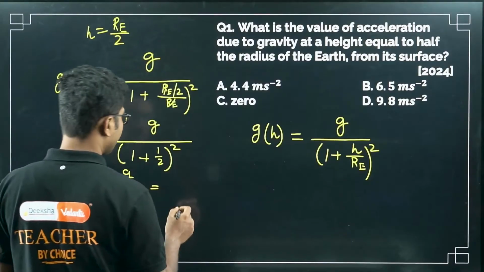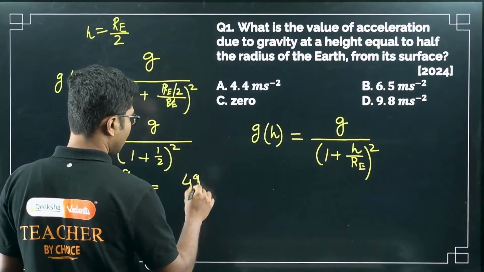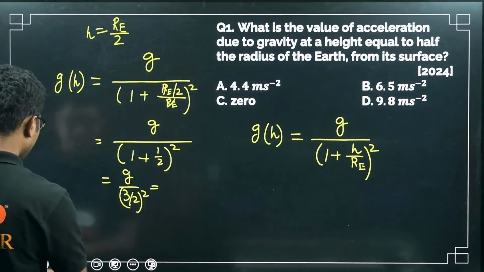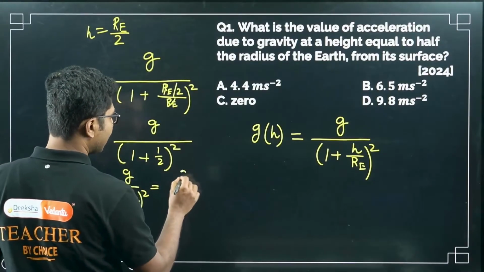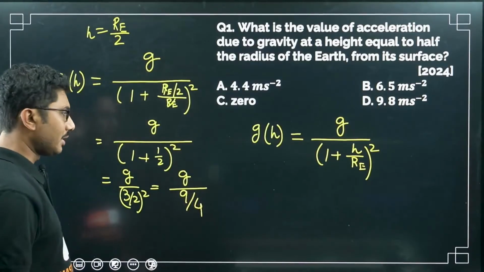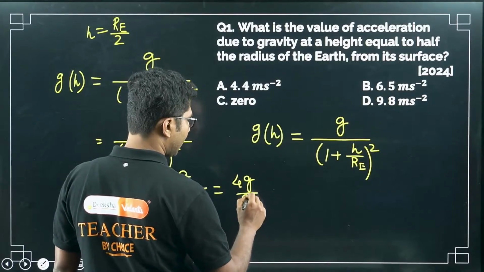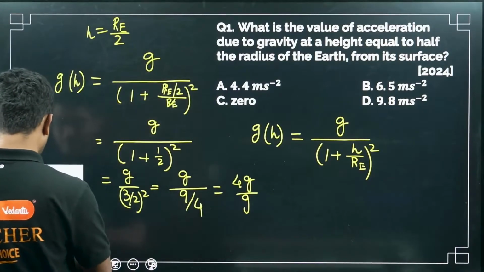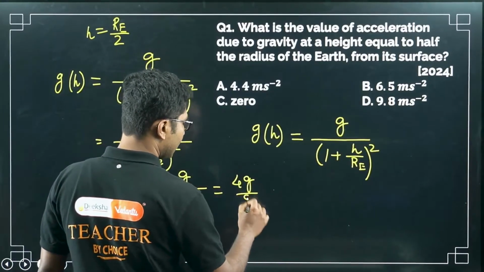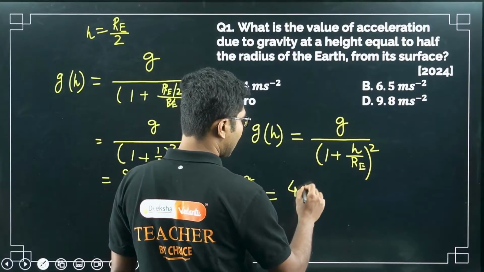So it will be equal to 4g divided by 3 by 2 square is 9 by 4, right? So it will be 4g divided by 9. Many of you will ask, sir, how you get that 4, how you write that 4g by 9. So let me write this. Now we have to put the value of g and calculate the value.